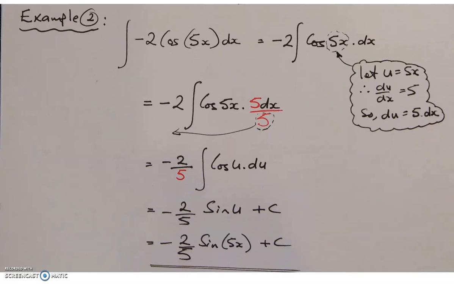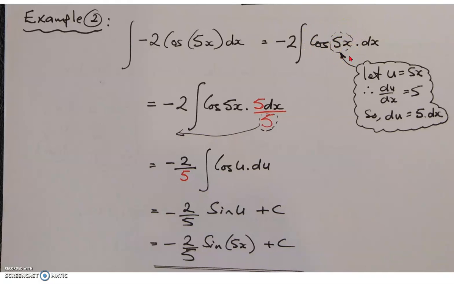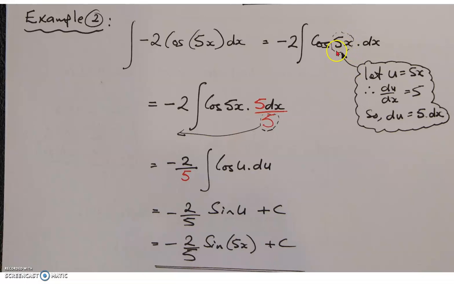Okay, let's do another example. This is example 2. Looks pretty horrible, but don't be alarmed. Take the minus 2, which is a constant, take it outside the integral sign. I always do things like that because it makes the integral look even more simple. Okay, now we do exactly the same thing. We let u equal 5x. So du by dx is 5. Cross multiply the dx. du is 5 dx.